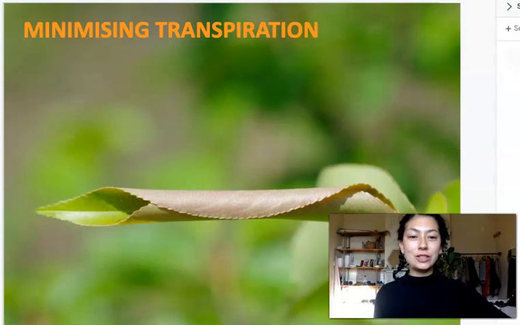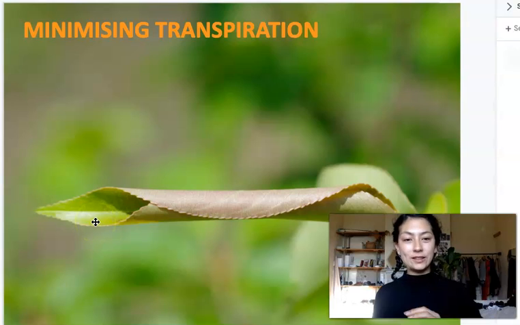Another leaf adaptation is curling or rolling of the leaf. This means that the stomata is protected from the sun, and it also means when it folds in on itself, it creates a bit of humidity, a bit of air moisture, so that heat isn't lost quite as easily.